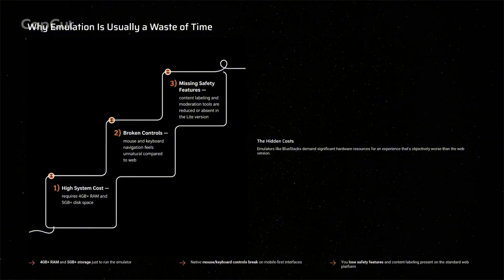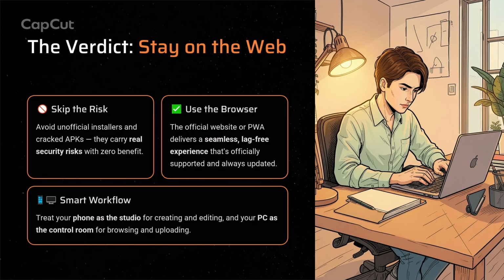Why emulation is usually a waste of time: high system cost, broken controls, and missing safety features. So stay on the web, skip the risk, and avoid unofficial stores and cracked apps. They carry real security risks with zero benefits. Using the browser, the official website, or a PWA delivers a seamless, lag-free experience that's officially supported and always updated.